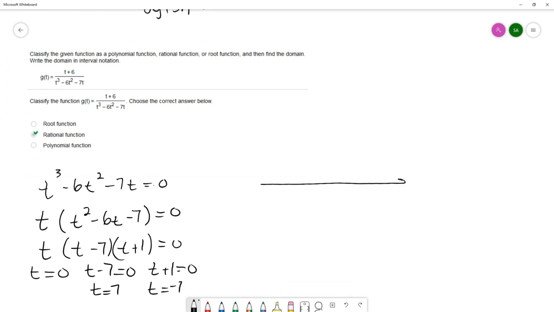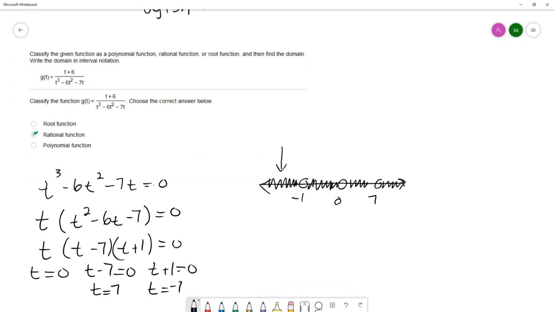So I'm going to draw a number line. And I want to exclude a negative 1, a 0, and a 7. But I'm going to include everything else on the number line, so I'm shading everything else.